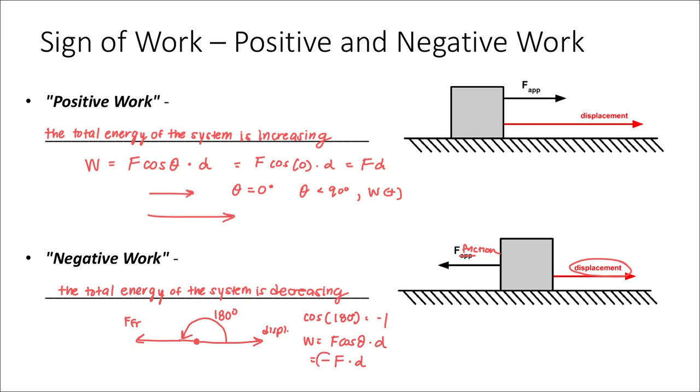And so you see here, this negative sign indicates that the force acting on the object is in the opposite direction that the object is moving. So to summarize, when a force is being applied in the same direction as the displacement, work is positive. When a force is being applied in the opposite direction of an object's displacement, then that means the work done is negative.